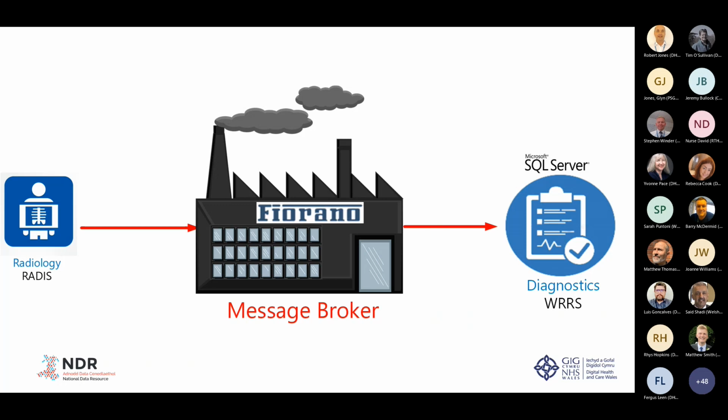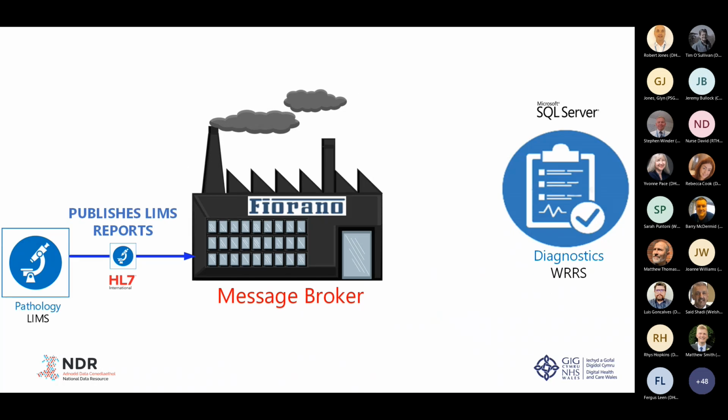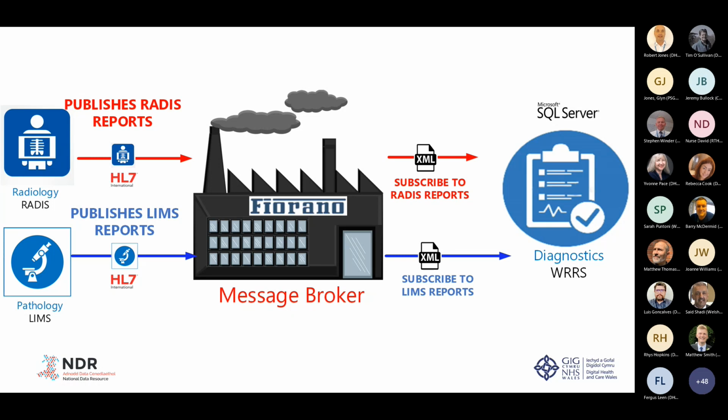So if we look at it from the view of the RADIS piece, for RADIS messages to actually get populated into SQL Server as reports, the RADIS system will push an HL7 message to Fiorano, and Fiorano will transform that message to XML and push it to WRS, which will then consume and present it. So similarly with LIMS, it's exactly the same deal. Messages get pushed as HL7 to Fiorano, and Fiorano will transform those messages from HL7 to XML and push them to the WRS server. So that's a summary of that process for WRS.